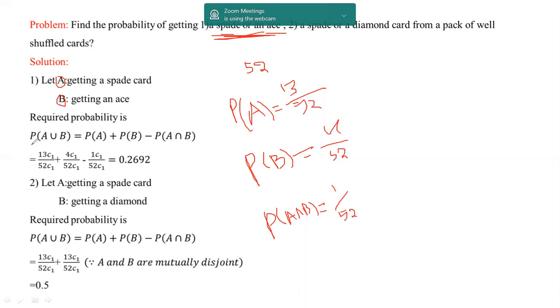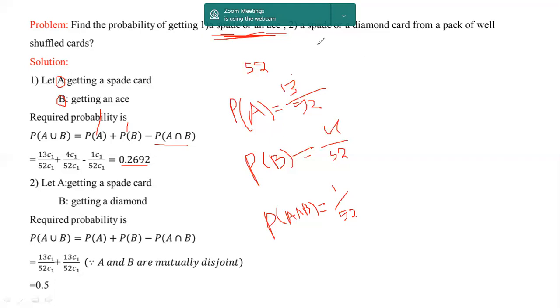So using the addition law, the probability of getting spade or ace is equal to probability of A, that is spade, plus probability of getting ace, that is probability of B, minus probability of A and B, that is spade and ace. With respective probabilities, 13 by 52 plus 4 by 52 minus 1 by 52, which is equal to 0.2692.